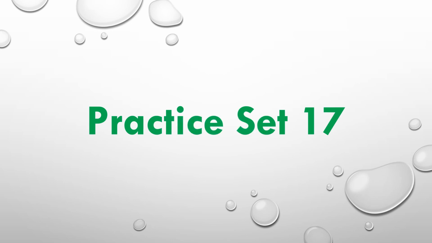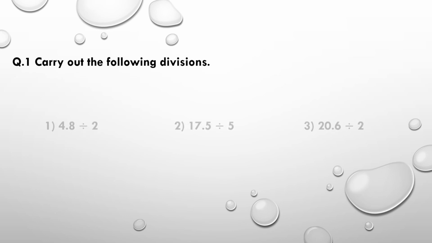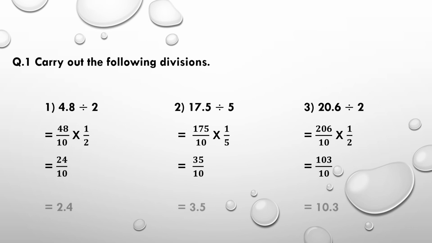Practice set 17. Question 1. Carry out the following divisions. First, 4.8 divided by 2. After converting 4.8 into a fraction, we will get 48 upon 10. Instead of division, we are going to use the sign of multiplication, and instead of 2, we will use the reciprocal of 2, that is 1 upon 2. So 48 upon 10 into 1 upon 2. After reducing the fraction, we will get 24 upon 10. So the answer will be 2.4.